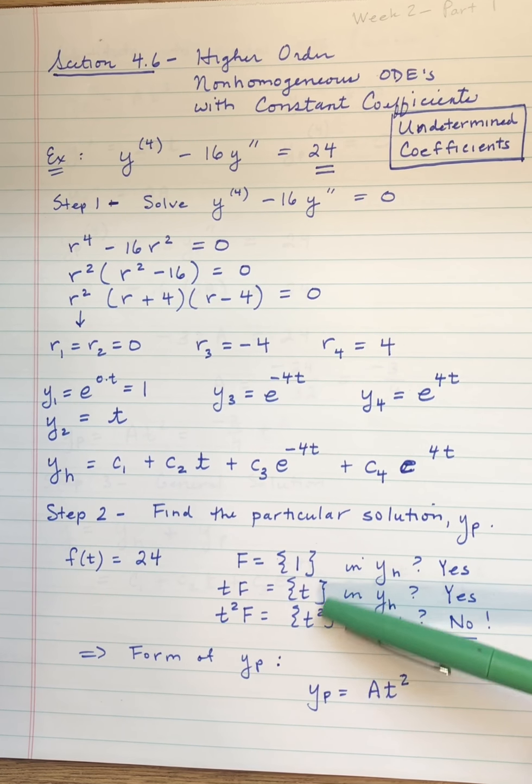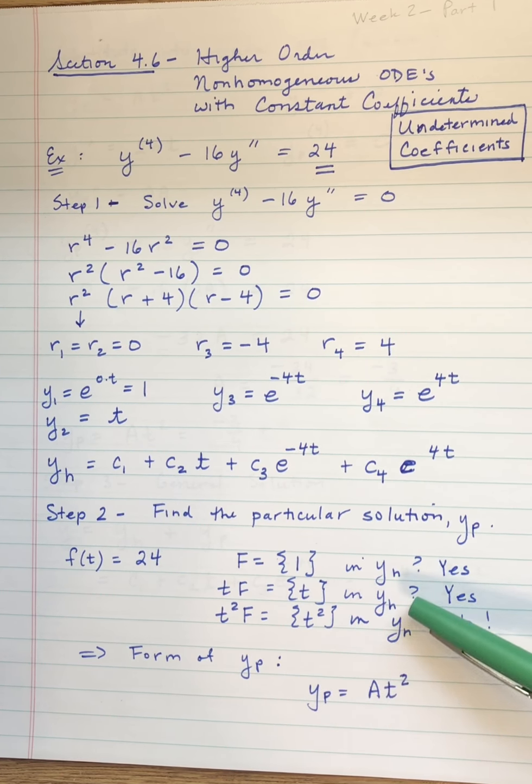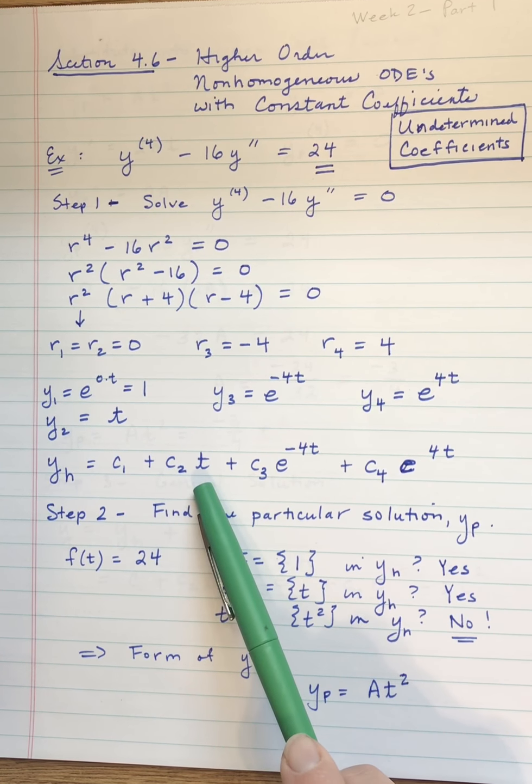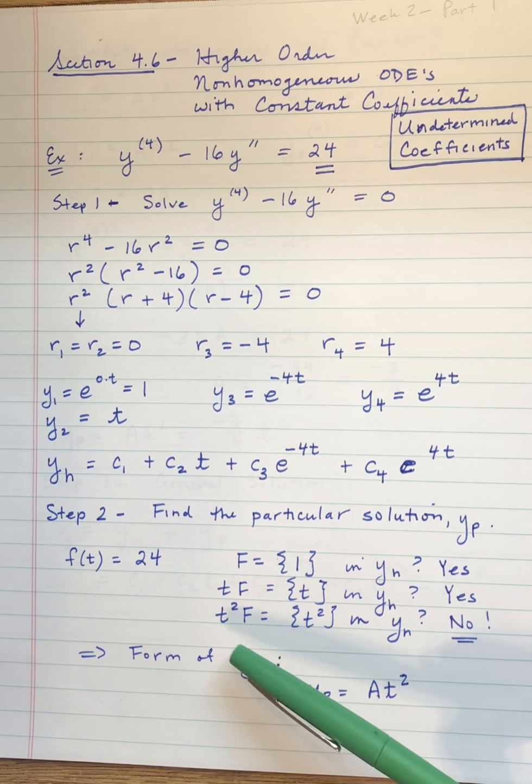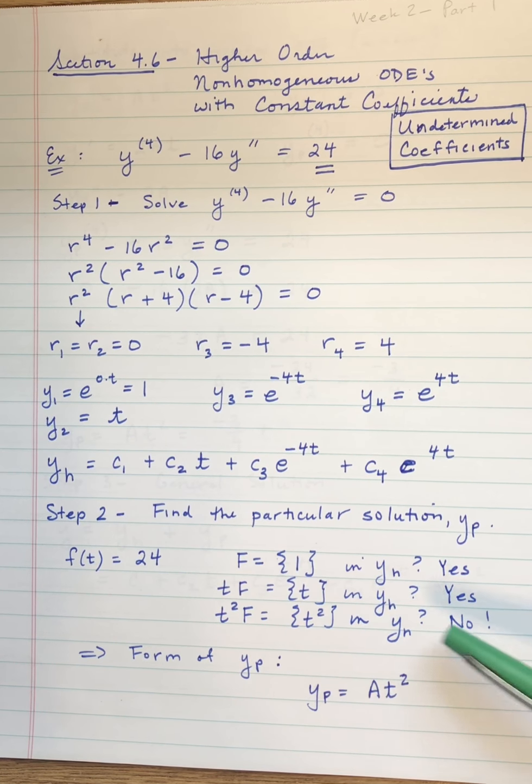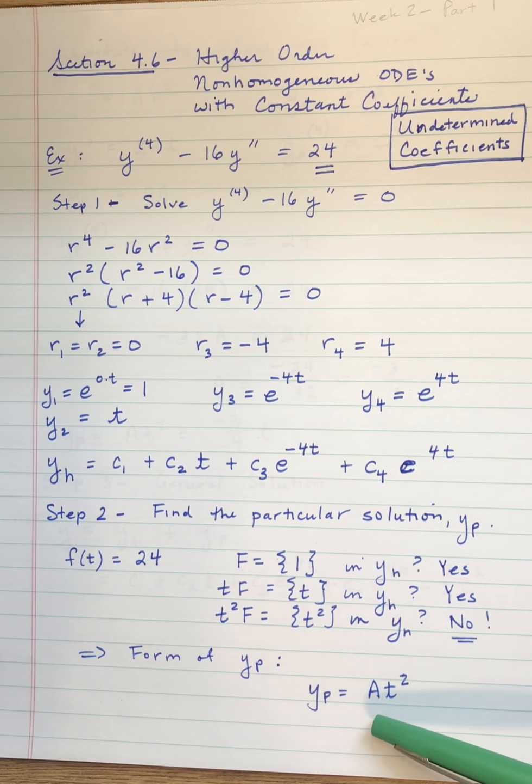We multiply by t. So we get t. Is t in our homogeneous solution? The answer is yes. There it is. Multiply by t again, we get t squared. Is t squared in our homogeneous solution? No, it's not there. So we take our particular solution to have the form a constant a times t squared, the function in our set. So we need to find out what a is by substituting into our differential equation.